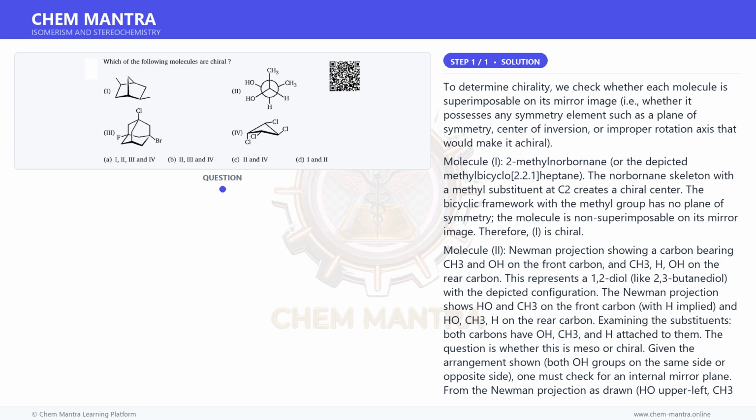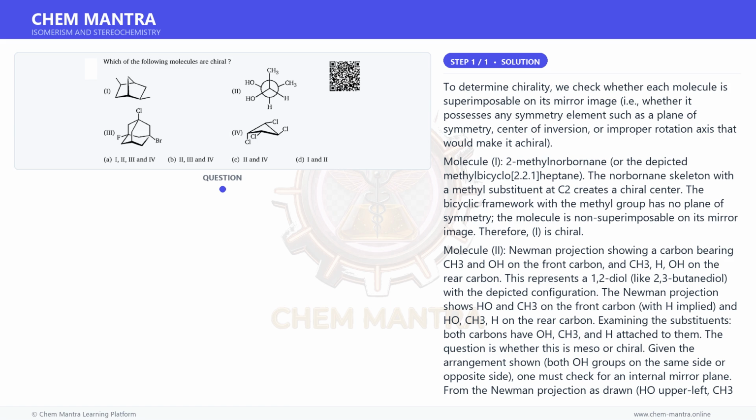Molecule 2, a Newman projection showing a carbon bearing CH3 and O on the front carbon and CH3, H, O on the rear carbon. This represents a 1,2-diol, like 2,3-butanediol, with the depicted configuration. The Newman projection shows HO and CH3 on the front carbon, with H implied, and HO, CH3, H on the rear carbon. Examining the substituents, both carbons have O, CH3, and H attached to them. The question is whether this is meso or chiral.